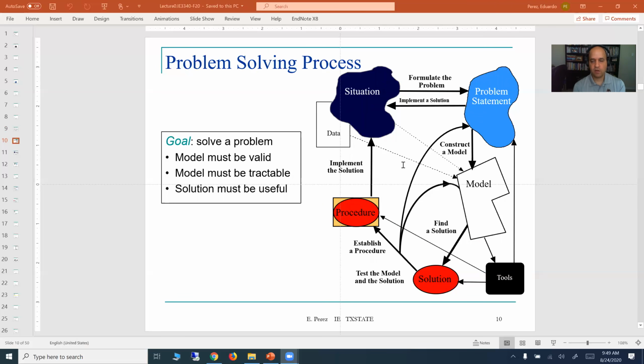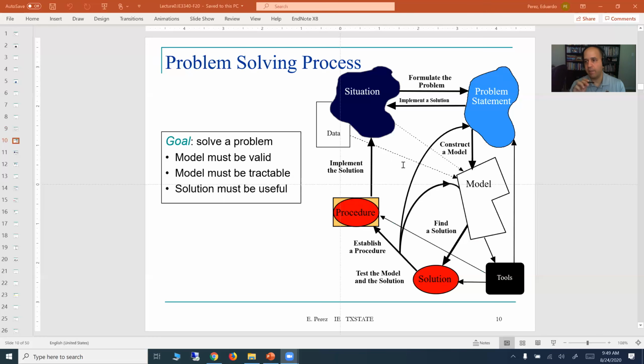Our goal is to solve a problem. That's what we want to do. In order for us to solve a problem that is well defined, we have a good understanding of the problem. The model must be valid, so the model must represent the situation in a good way. It must be tractable in the sense that we can see how things are connected.